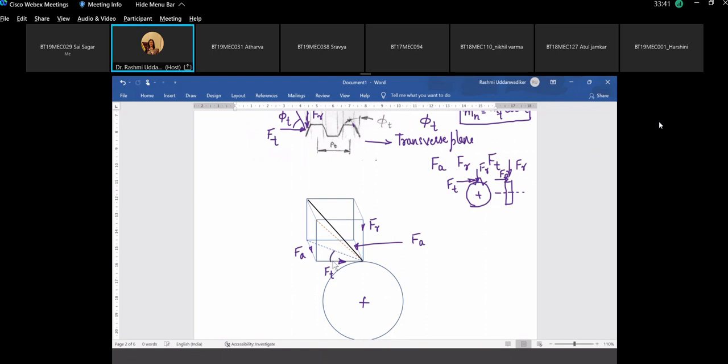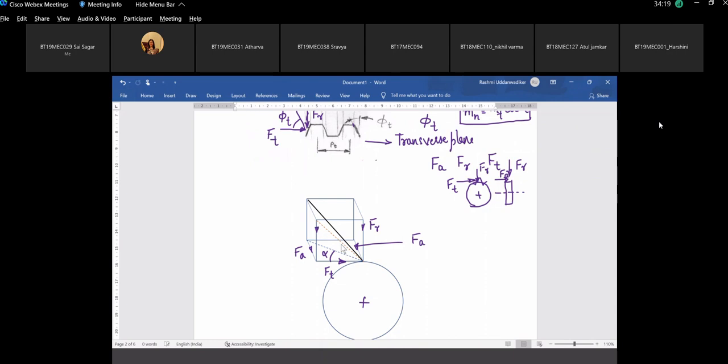Atharva, what is this angle? Not 90 degree. This is the resultant of Fa and Ft. This angle is alpha. And I'm not asking you the angle between Fa and Ft. I'm asking you the angle between the resultant of Fa and Ft, which it is making with Ft. This is alpha.